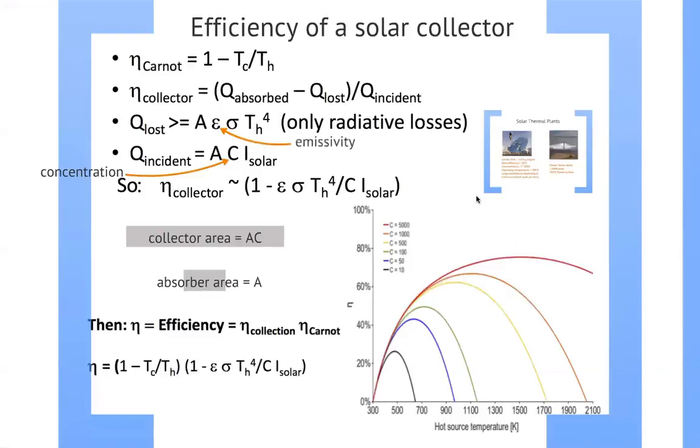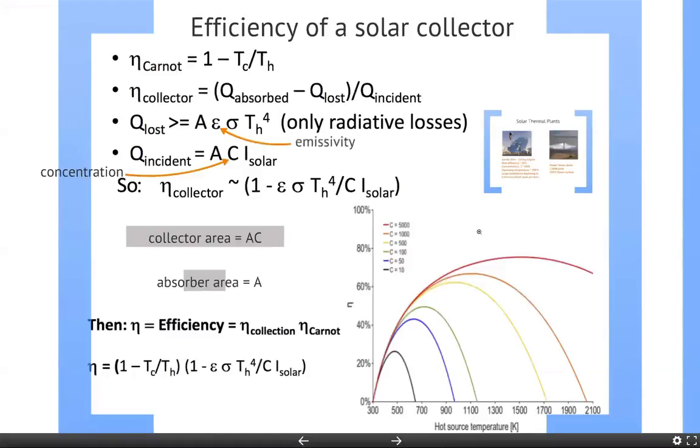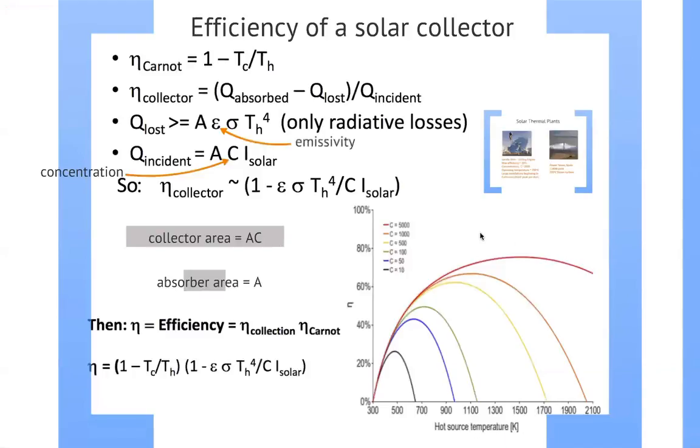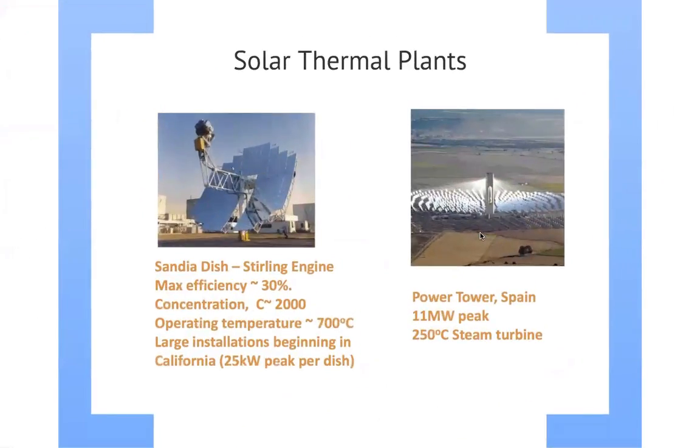So this is just a very simple example showing you how to apply some basic principles of quantum mechanics to understand the limiting efficiencies of any system, and in particular for solar systems. Now let's look at a few examples of where these things are applied. Most obviously, these are applied in solar thermal plants.